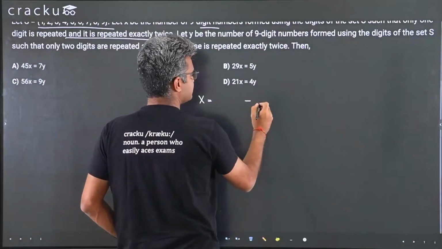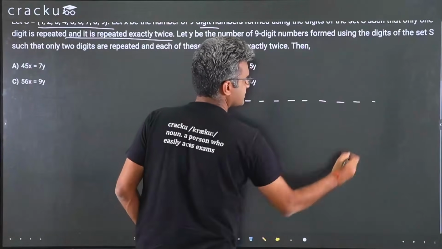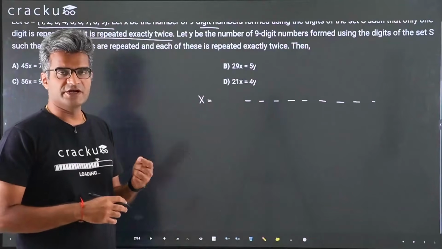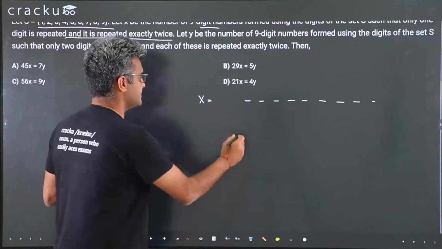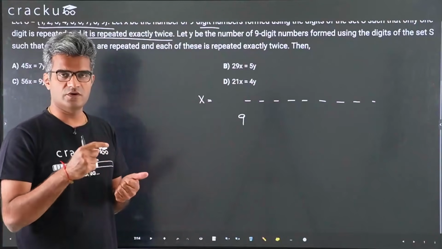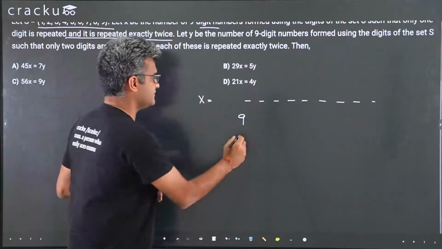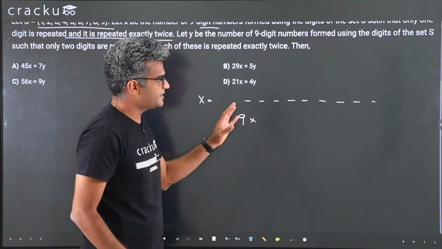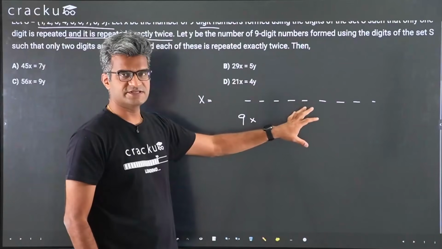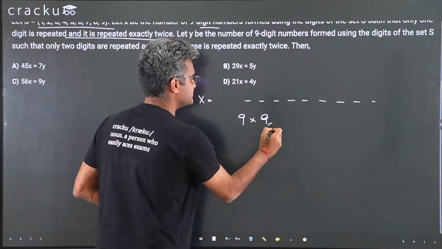In X, we basically have a 9-digit number. Now only one of the digits from 1 to 9 is repeated. Figuring out which that digit is can be done in 9 ways. The digit that is repeated can be either 1 or 2 or 3 or till 9. So that can be selected in 9 ways. Once that is selected, figuring out which 2 places out of the 9 places that number will be repeated can be done in 9C2 ways.